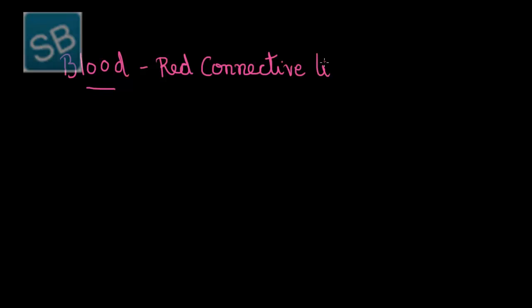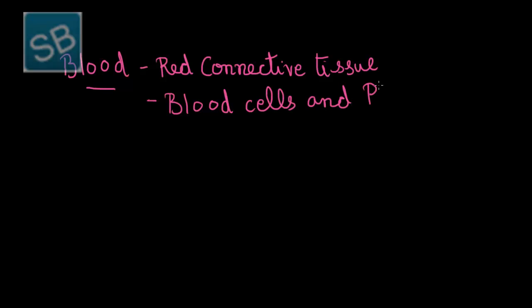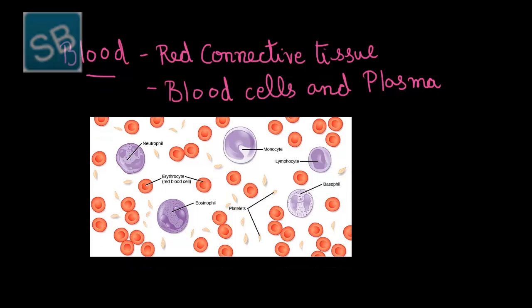Now, as stated earlier, blood is a red connective tissue that is basically made up of blood cells and blood plasma. This figure describes about the blood cells and its types. Now, blood cells are basically of three types, that is RBC, WBC, and platelets.